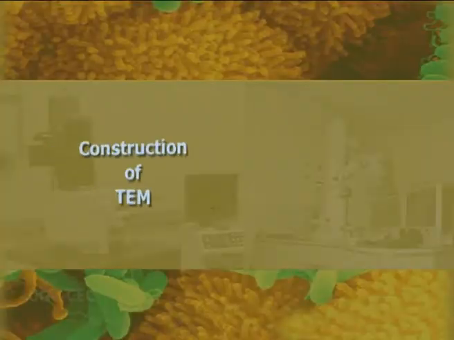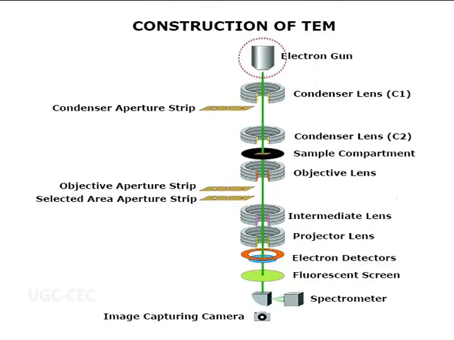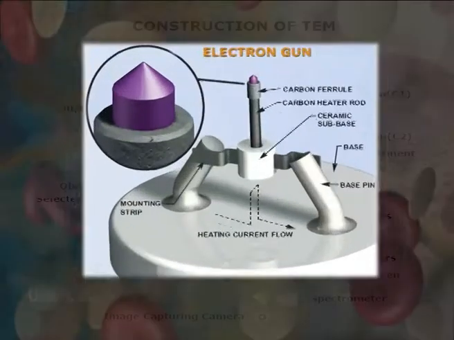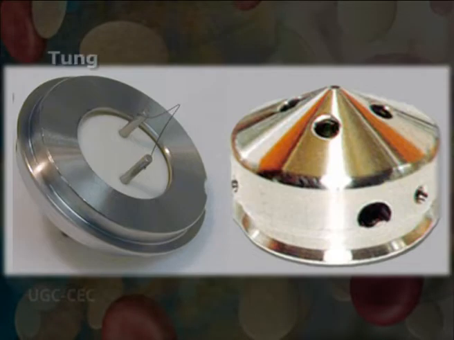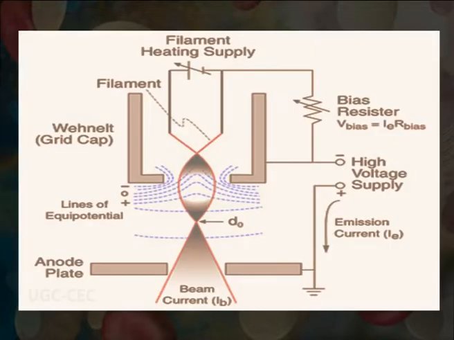Construction of TEM. A typical transmission electron microscope comprises various basic parts. The first and main part of TEM is the source of electrons in the form of an electron gun. It is usually a V-shaped filament made of tungsten, with a Wehnelt cap, and operated at a high voltage of 50 to 120 kilovolt.